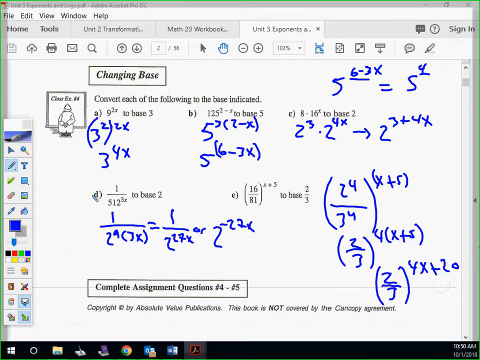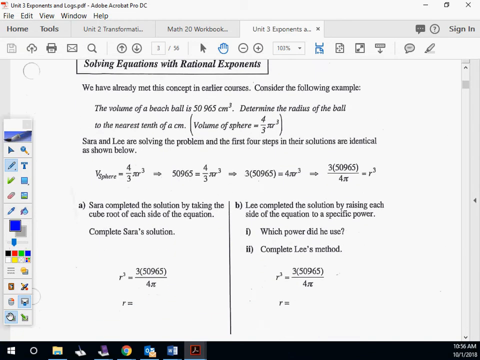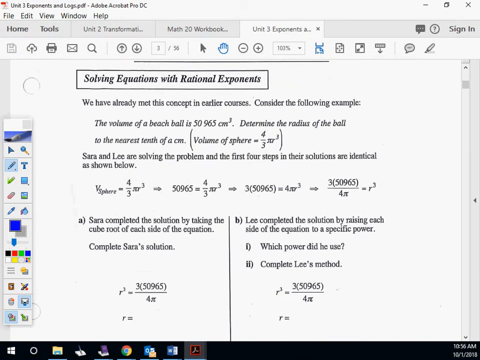Unit 3, Lesson 2. We are going to finish the last example for Lesson 1, so let's go ahead and do that here. Solving equations with rational exponents, we're just talking about the process of solving. Again, a lot of that stuff, the same base is helpful in solving. So we've already met the concept in earlier courses.